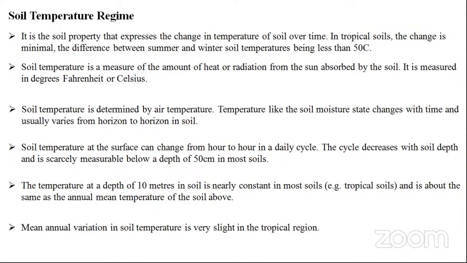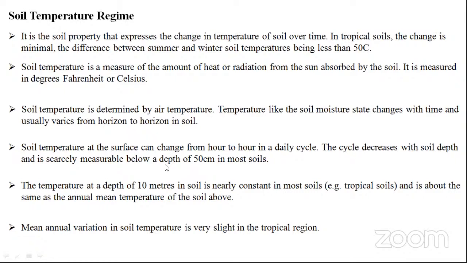The temperature at every 10 meters in the soil is nearly constant in moist soils, and it is about the mean annual temperature of the above soil. Mostly if we measure, this line is very important. The temperature at a depth of 10 meters in the soil is nearly constant in most soils in tropical conditions and is about the same as the annual temperature. So this will give the annual temperature condition.